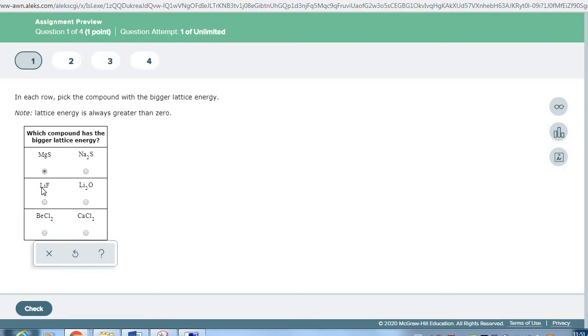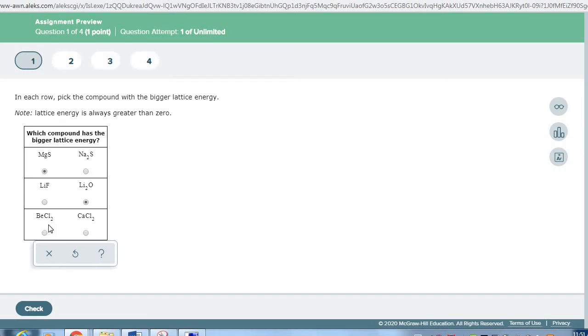Okay? So down here, lithium fluoride: the lithium has a +1, the fluoride has a -1, versus lithium oxide: the lithium has a +1, the oxide has a -2. So in this case, it's going to be the lithium oxide, because of the higher charge. Let's look at this last one.